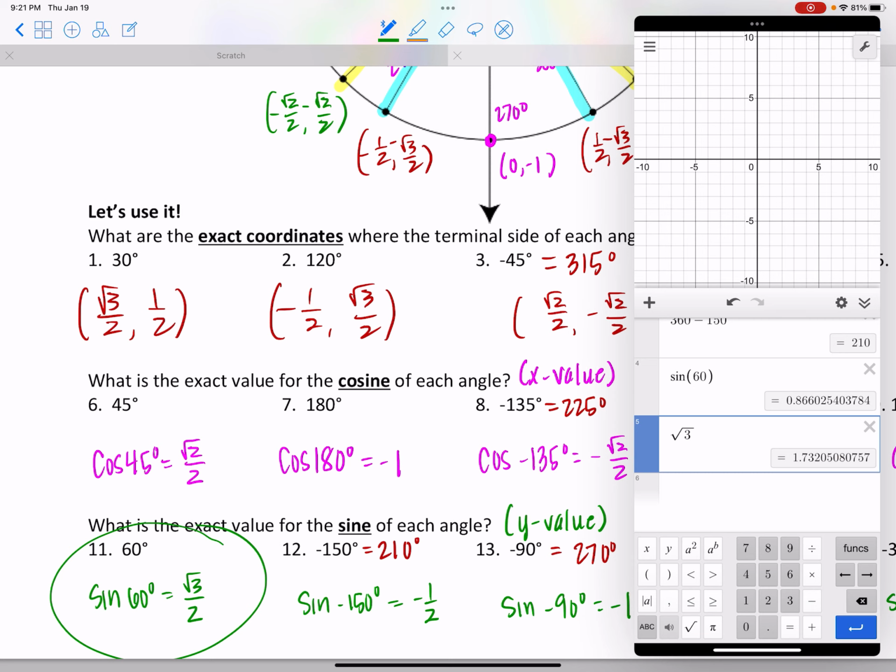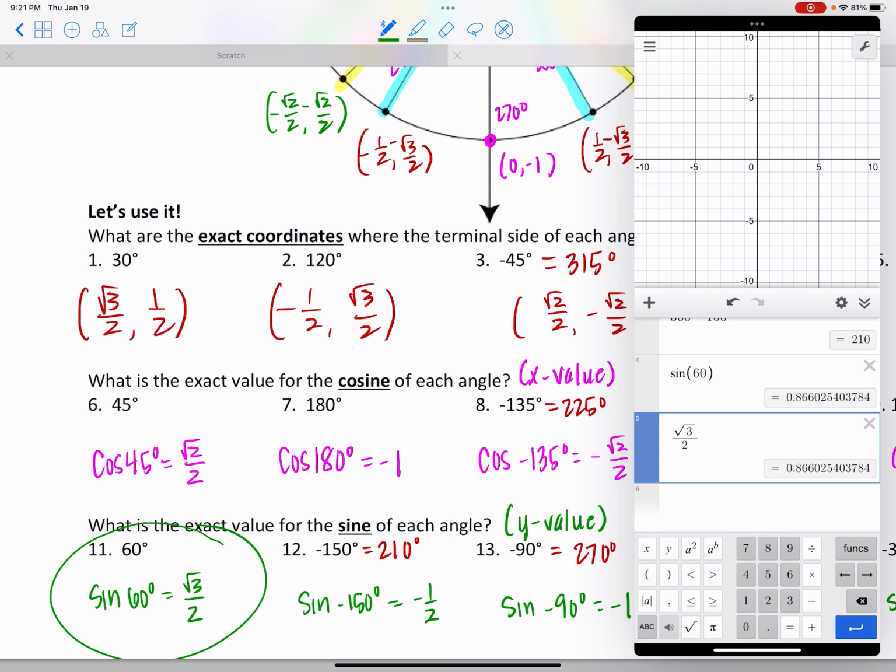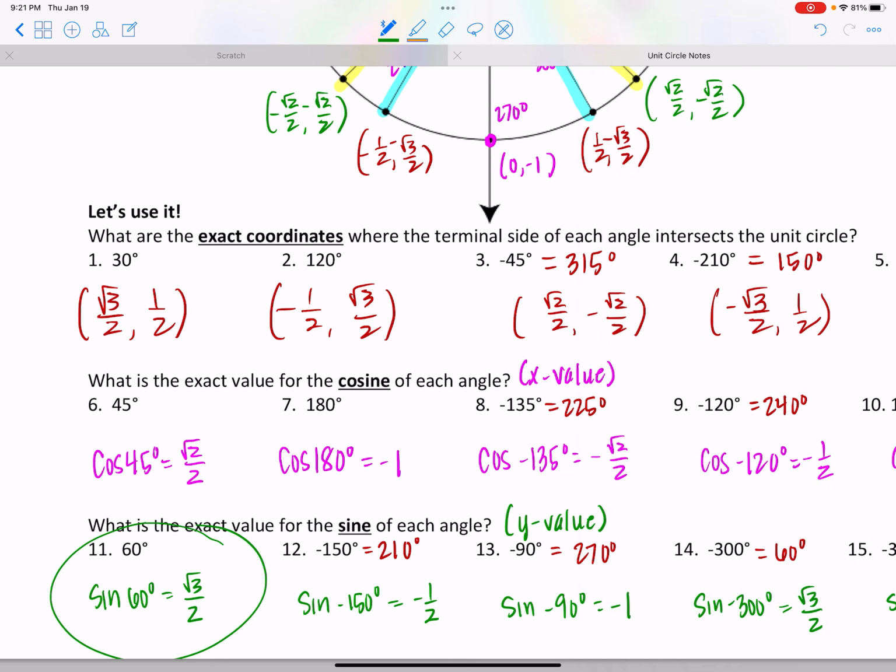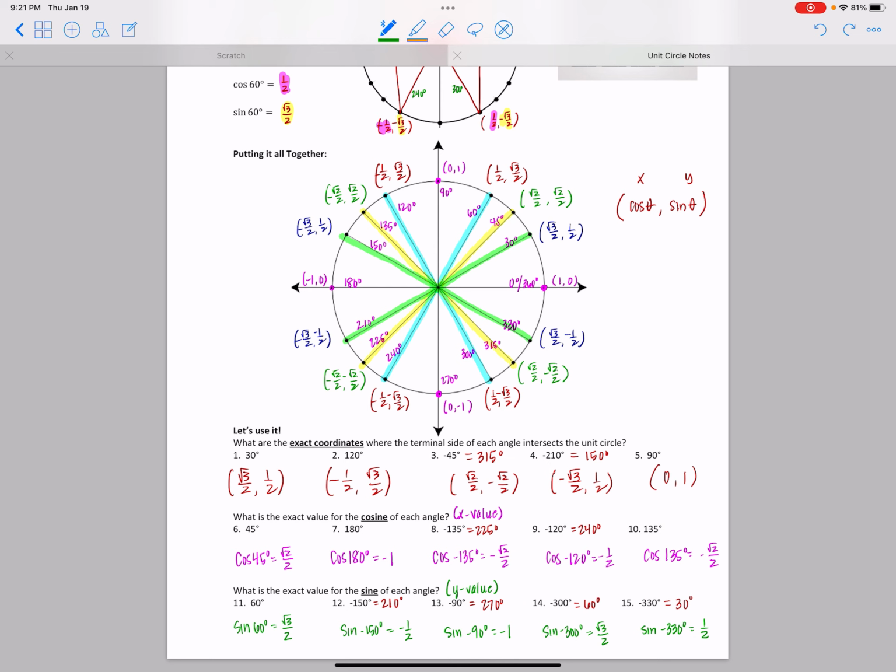Oops, forgot to divide. Oh my good gracious, what am I doing? 2. There we go. So now I can see the sine of 60, which I said was equal to radical 3 over 2. The calculator verifies that both those do in fact have the same decimal value. So even though the calculator won't give you those exact values, the unit circle will, we can still use the calculator to verify. Okay? So a lot of information.